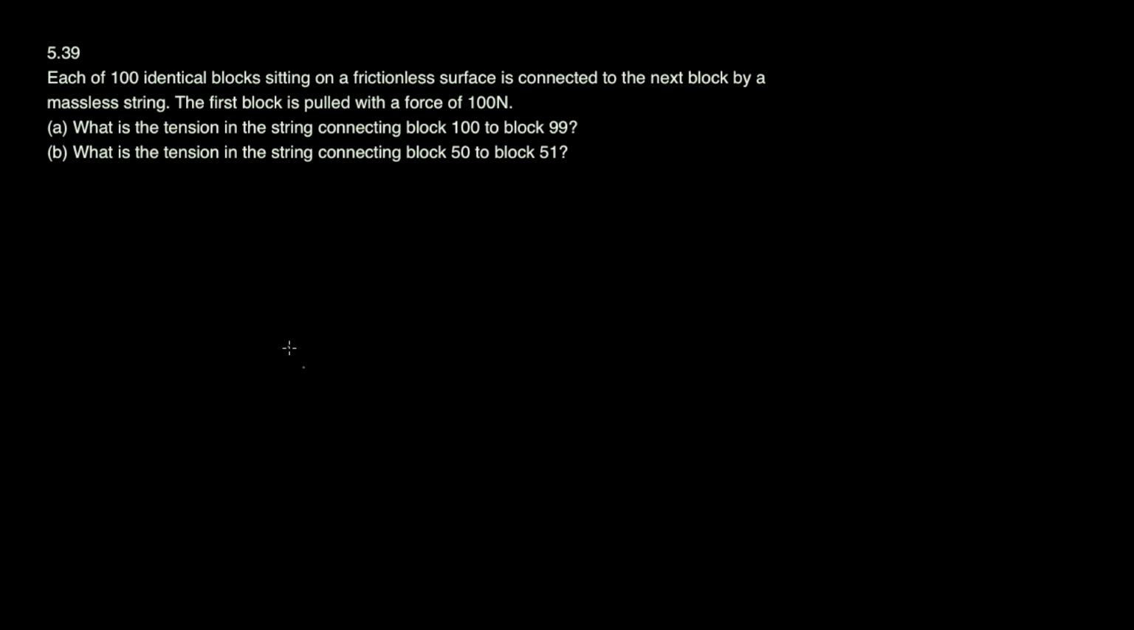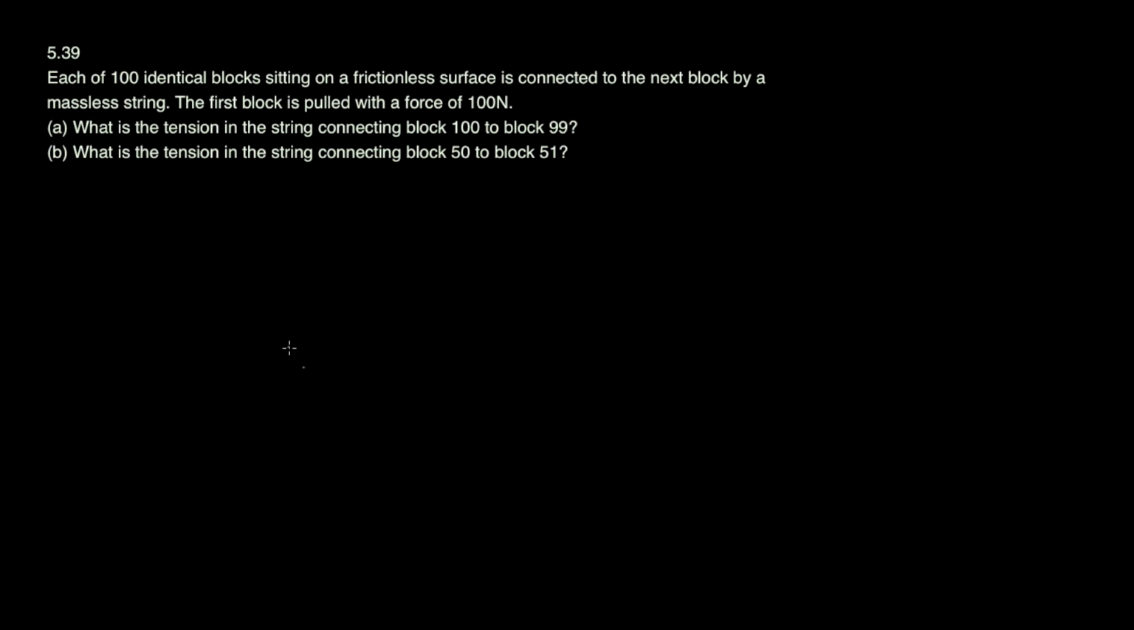Okay, let's try problem 5.39. Each of 100 identical blocks sitting on a frictionless surface is connected to the next block by a massless string. The first block is pulled with a force of 100 newtons. What is the tension in the string connecting block 100 to block 99? And what is the tension in the string connecting block 50 to block 51?